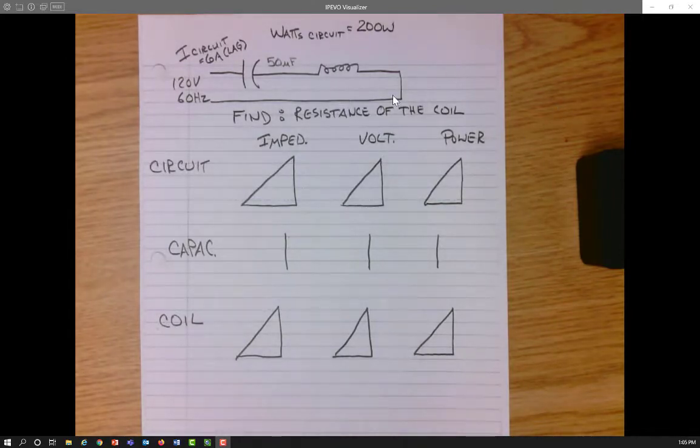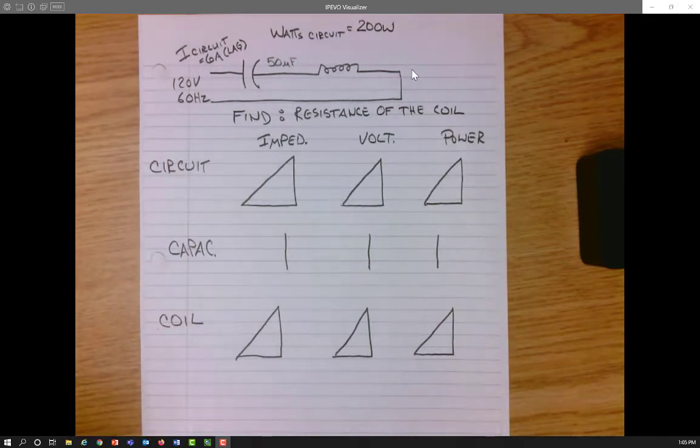So if the question is, we have a 50 microfarad capacitor connected in series with a coil to a supply of 120 volts at 60 hertz. The circuit current for this circuit is 6 amps, and it is a lagging current. And the watts for the circuit are 200 watts. So that's the circuit we're given, and we're asked to find the resistance of the coil.